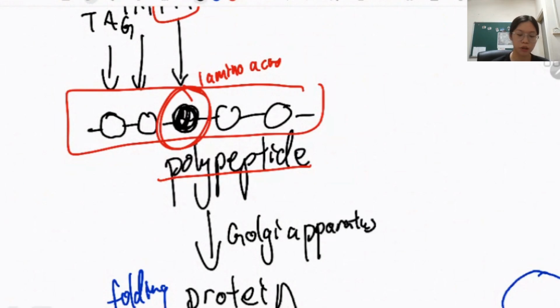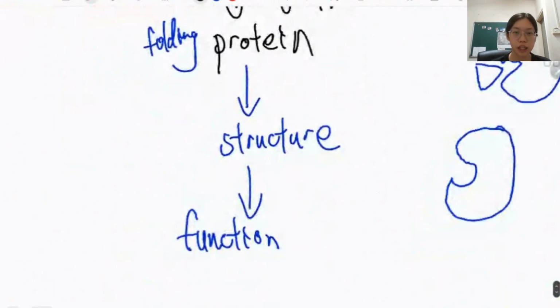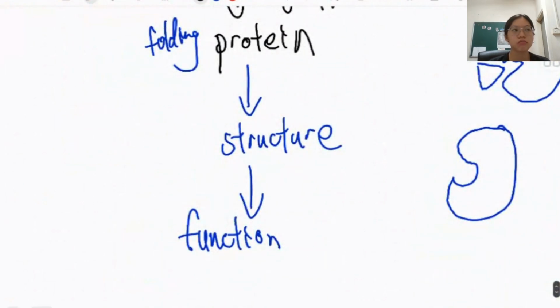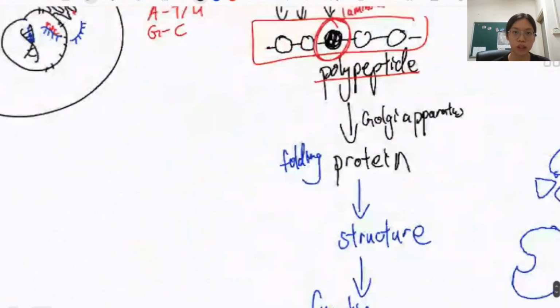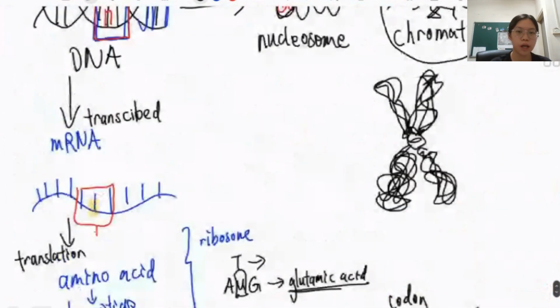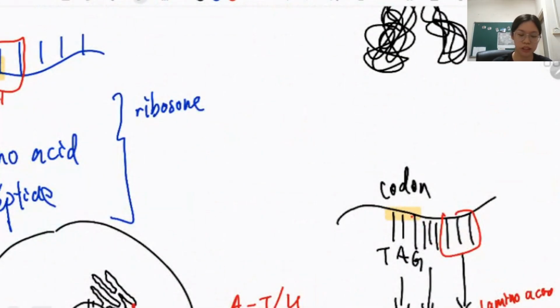Apparatus, to be modified in the Golgi apparatus, to fold the protein to have its own structure. And when it has its own structure, the structure will dictate how it functions. So yeah, this is how it basically works.